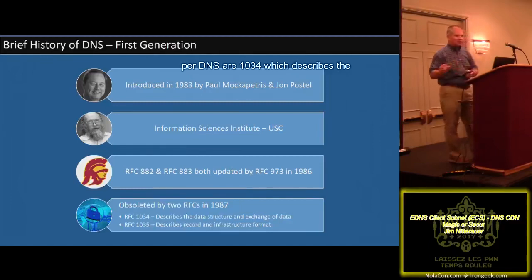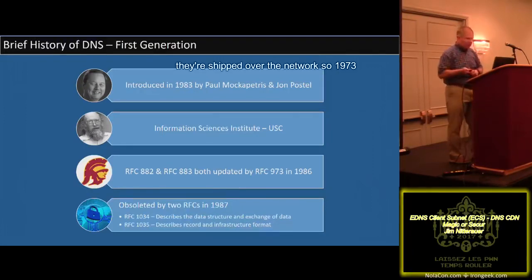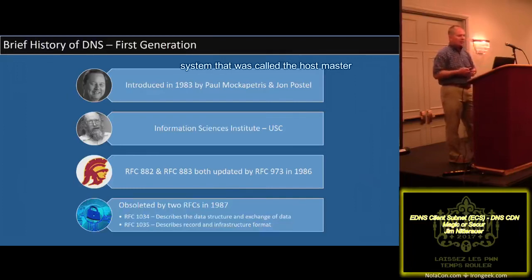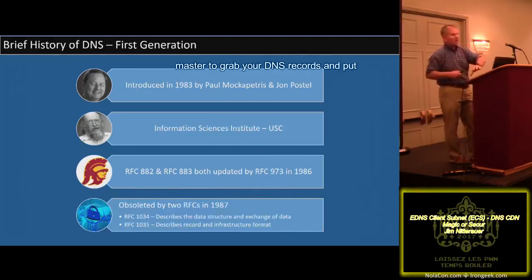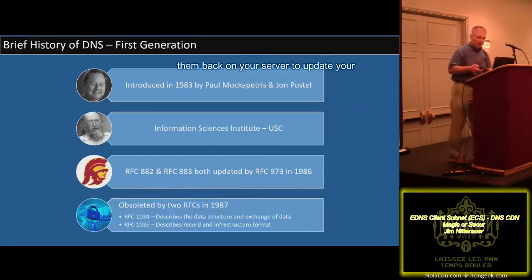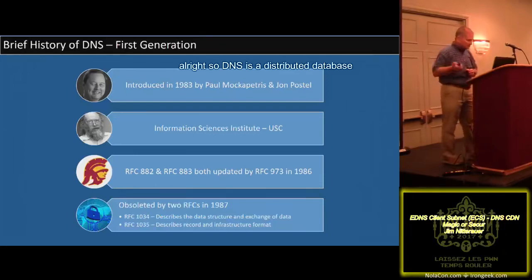And the current RFCs for DNS are 1034, which describes the data structure for DNS, and 1035, which describes how the records and infrastructures are formatted when they're shipped over the network. So, in 1973, these files were kept in a central system that was called the hostmaster. So that's where you get the name hostmaster from in the internet. When you're talking about hostmaster, that's why you would send a request to hostmaster to grab your DNS records and put them back on your server to update your server.